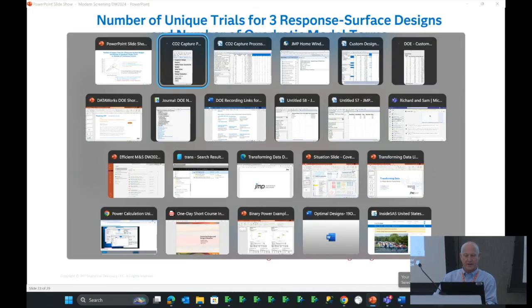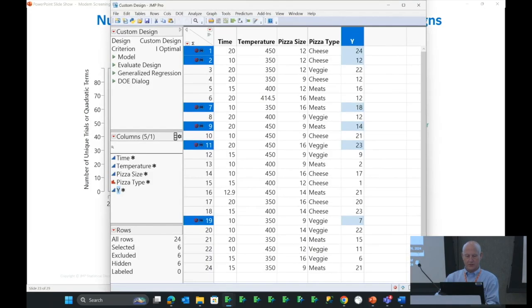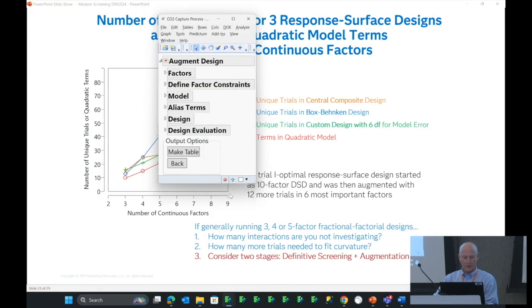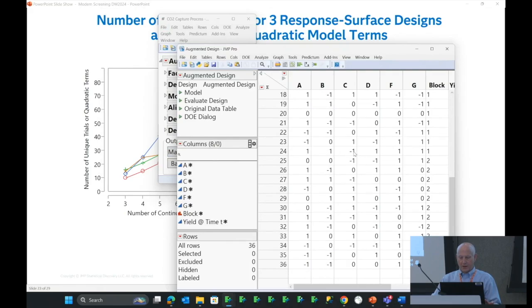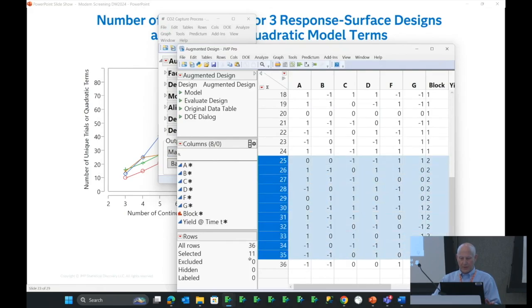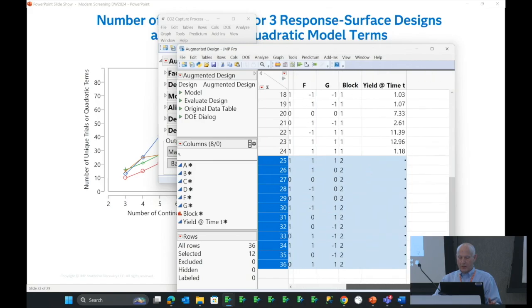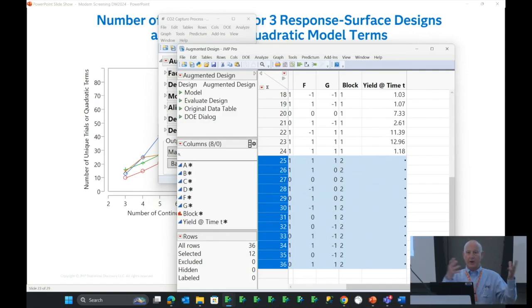So if I go back to the design that just finished, I think it's, did I lose it? Oh, make the table again. You can see that this is the second block, and I would need to get data for the second block. Okay, but those extra 12 runs will now fit the full 6-factor response surface when added to the original 24. So rather than starting over and doing a 34-run experiment, I just added 12 onto the original.